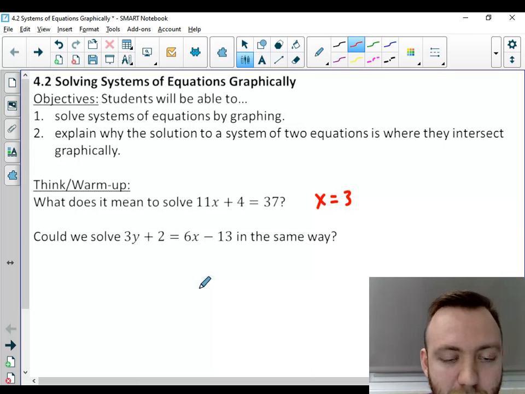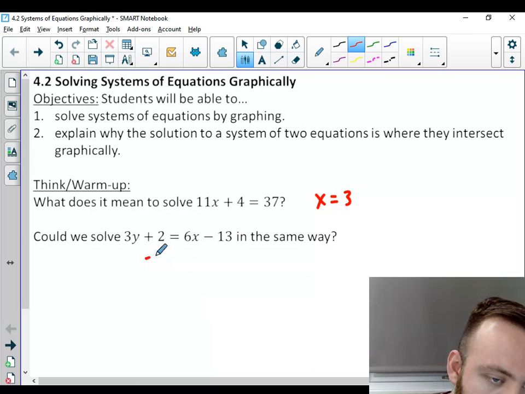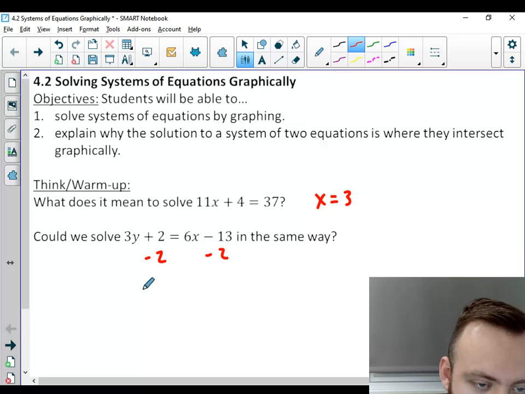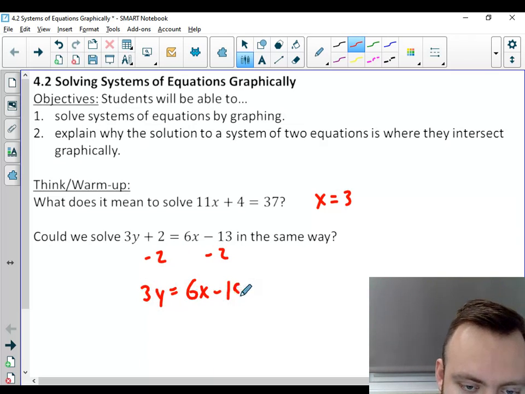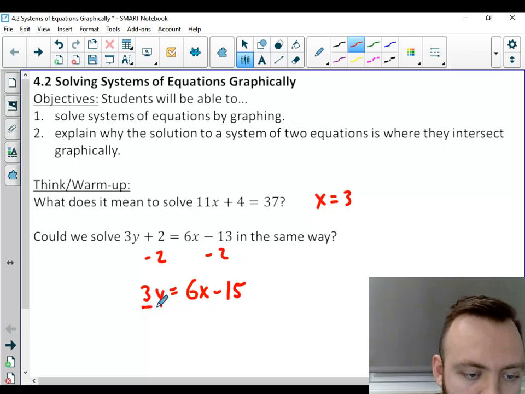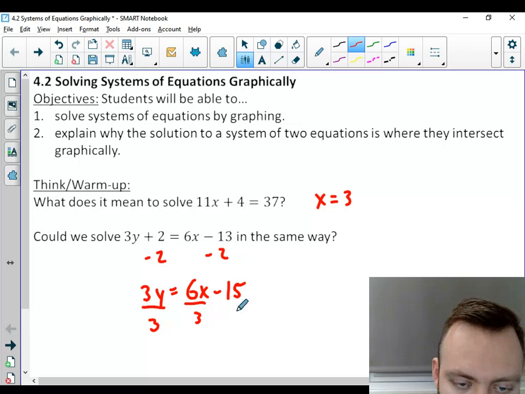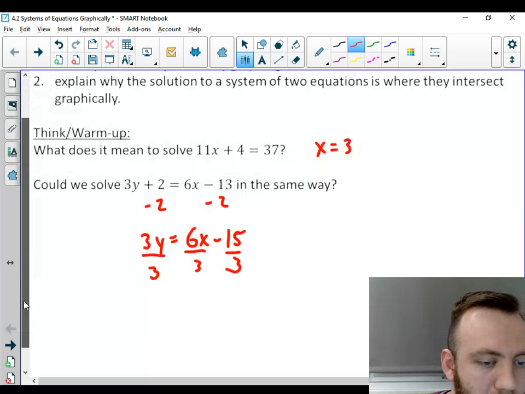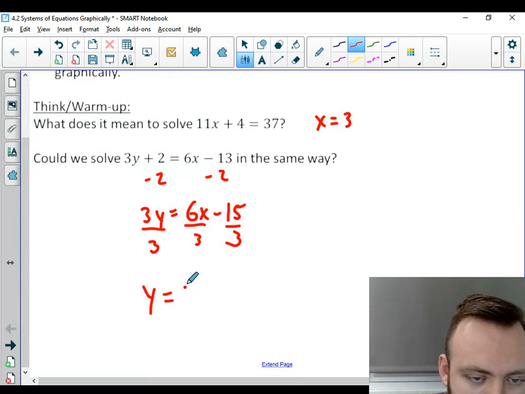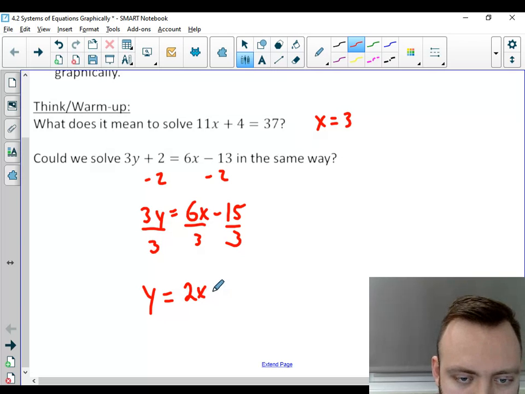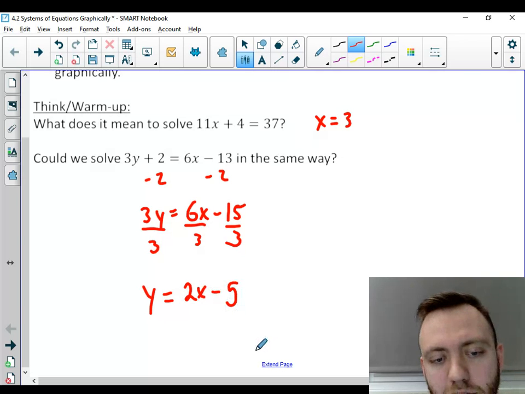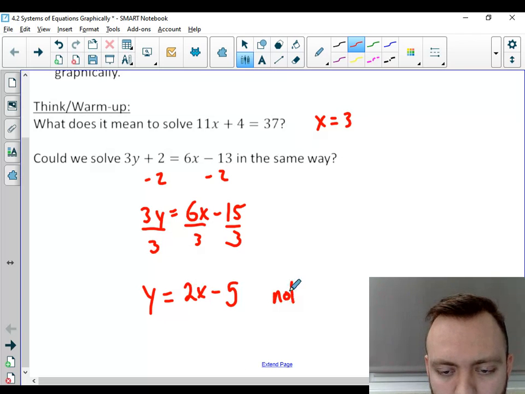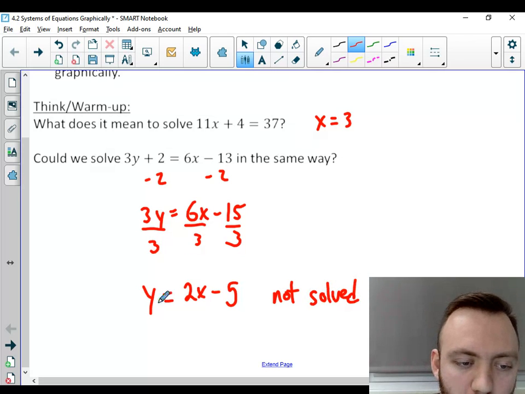And your initial answer might be, yeah, maybe you're used to, let's subtract 2 over, and then we have 3y equals 6x minus 15, negative 13 minus 2, and then divide everything by 3, right? Then we get y equals 2x minus 5. But that's not really solved, right? It's not solved for the variables. We solved it for y, right?